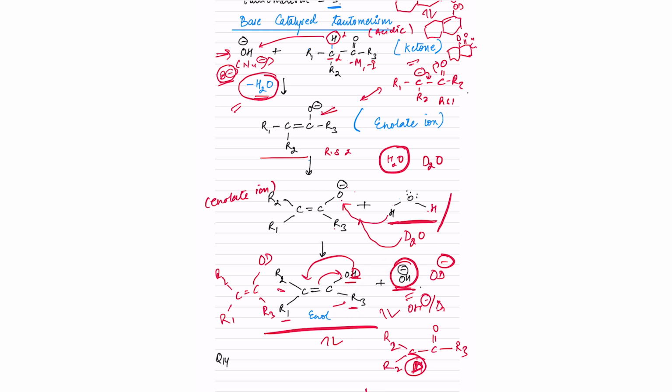It will depend upon how many alpha hydrogens we have. Those many alpha hydrogens will participate in the base catalyzed tautomerism, and those will get eventually replaced by the deuterium also. So there are 3 alpha hydrogens. So 3 alpha hydrogens can be replaced by 3 deuteriums from the solution.